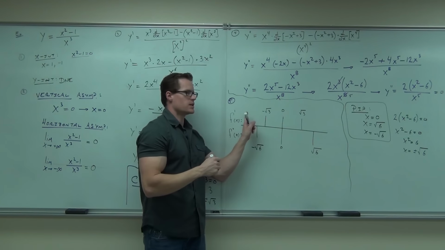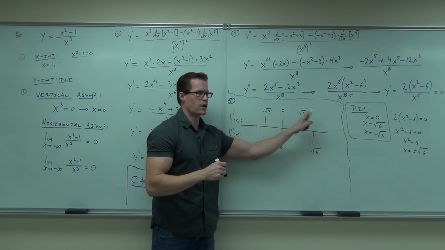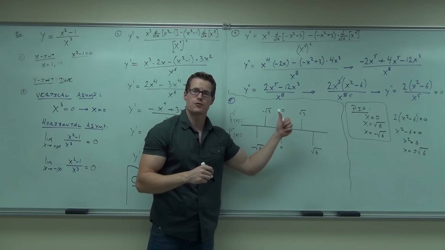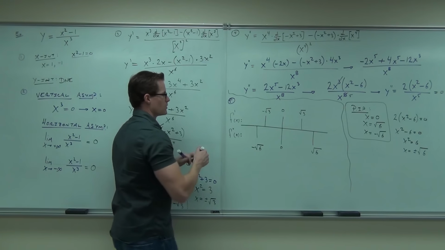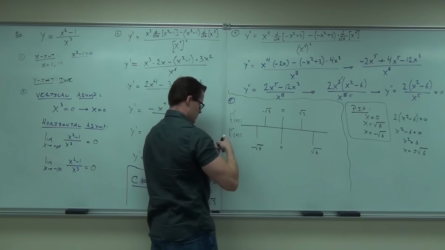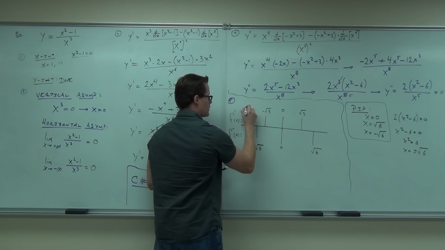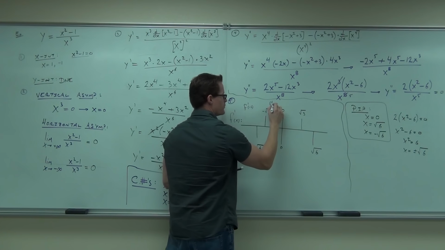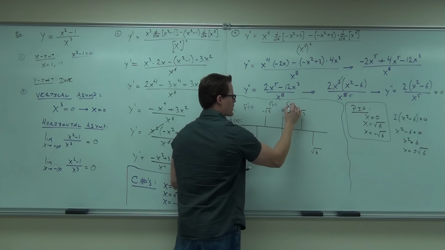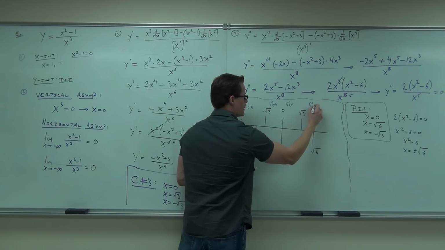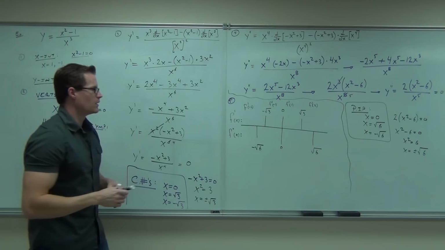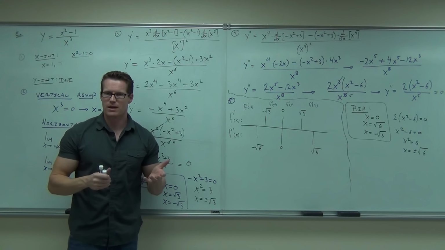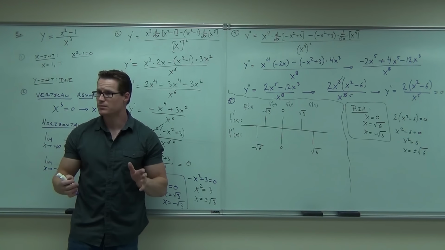For this one, I'd plug in negative 2. I'd plug in negative 1, 1, and positive 2. We do it in the first derivative. So if I plug in negative 2 here, f prime of negative 2, f prime of negative 1, f prime of 1, f prime of probably positive 2. I don't really care about the actual value, all right? I really don't. I care about the sign, positive or negative.